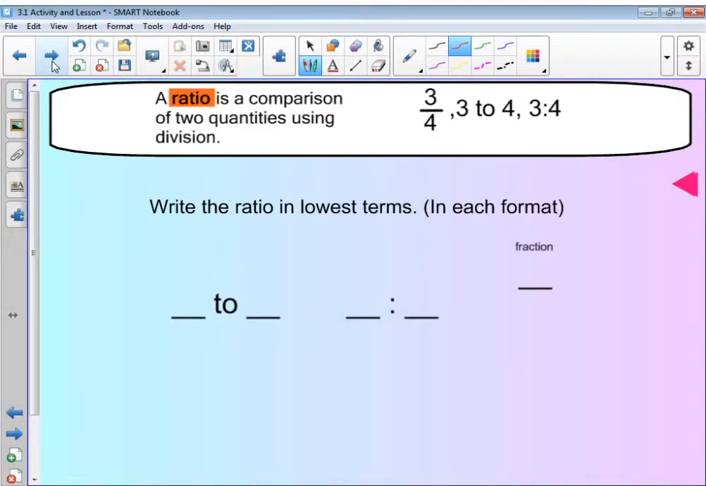Sometimes a ratio is set up as a fraction. Sometimes a ratio will be written out with the word "to" or with a colon. Ratios will always be written in lowest terms. So we're going to start out with some scenarios, reduce down our situation, and write them out in the three different formats.